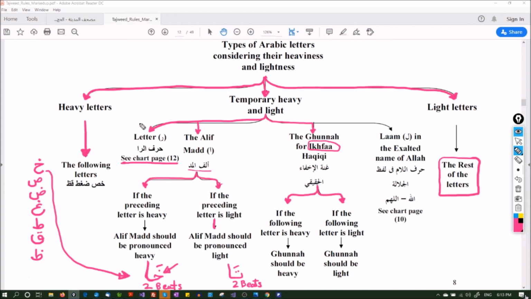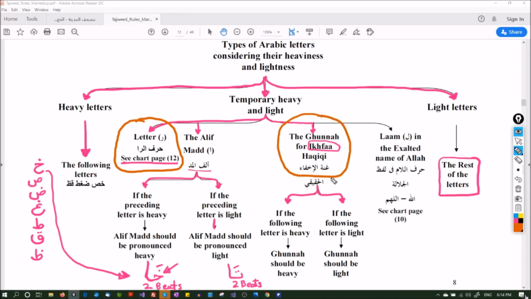So now what is left basically to be discussed in detail? Okay, it is this one here, the ra. We will look at it in a bit more detail, because ra is one of those letters that can be either round or flat depending on the scenario. And then ikhfa, we will look a little bit more in detail when we do the rules of noon sakin and tanween.